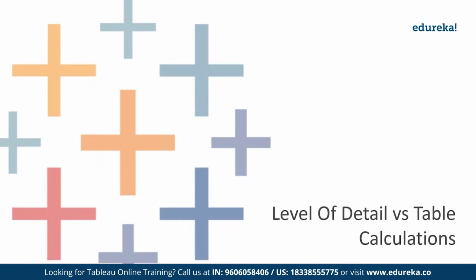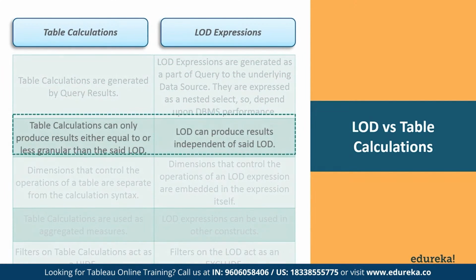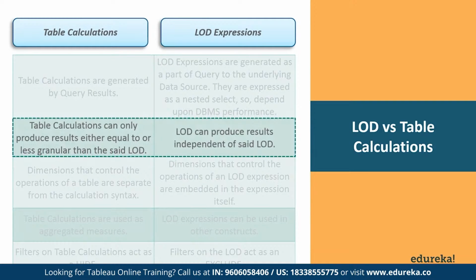This is a very common question of how the level of detail compares to the table calculation. And now that we have level of detail, do we actually need table calculations? The answer is yes, you will still be needing table calculations, but the LOD is here to take care of a lot of other things. Now, first of all, table calculations are generated by query results, whereas the LOD expressions are generated as a part of the query to the underlying data source. The table calculations can produce results either equal to or less granular than the LOD.